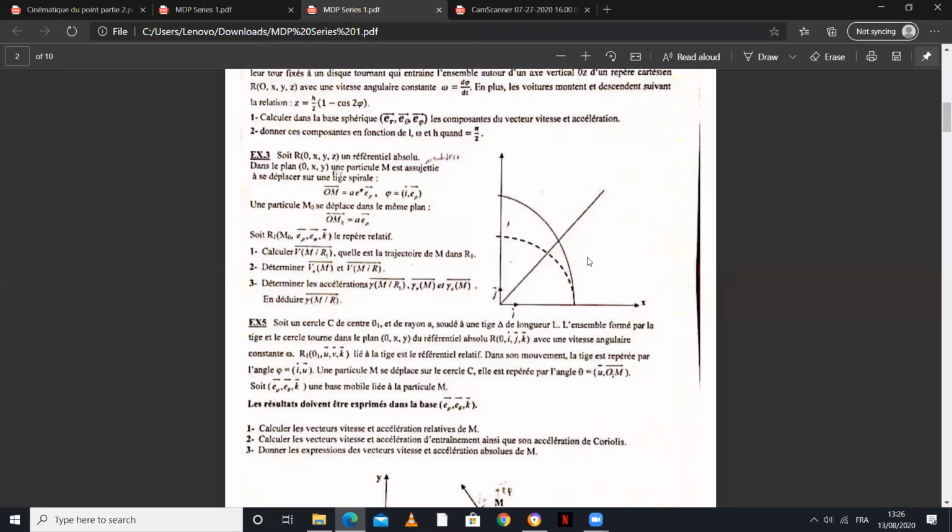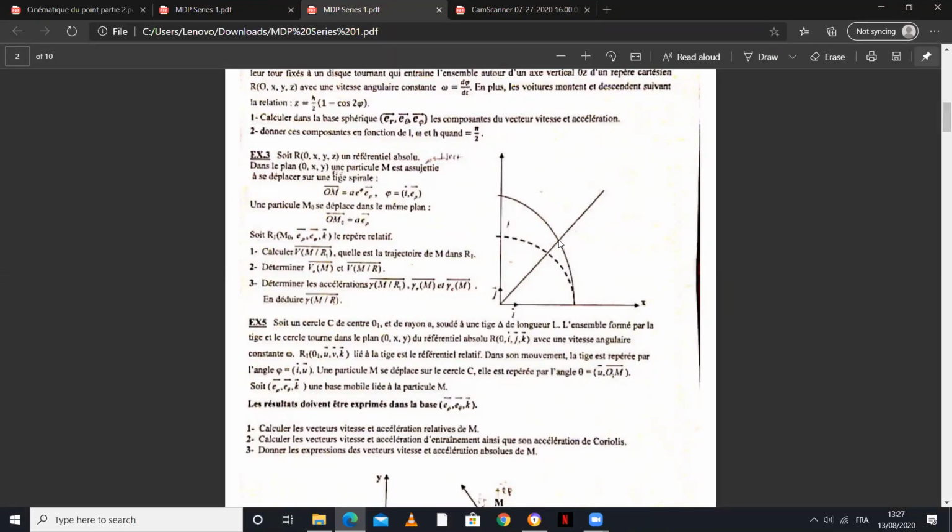Changement de référentiel. So the first question is saying, calculer la vitesse du point M par rapport à R1. Quelle est la trajectoire de M dans R1? Vitesse de M dans R1. Okay, vitesse de M. So M is there. M is at this point there. And they're asking us to calculate la vitesse de M dans R1. So what's the origin of the repère R1? You ask yourself.